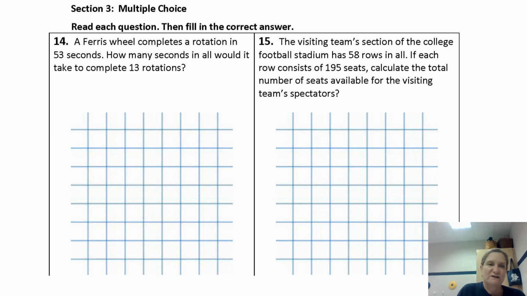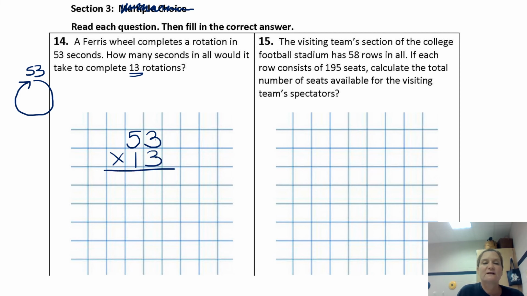Okay, multiple choice. Actually, this doesn't look like multiple choice, so we should probably get rid of that. A Ferris wheel completes a rotation in 53 seconds. How many seconds in all would it take to complete 13 rotations? So it goes around one time in 53 seconds. How many seconds would it take to go around 13 times? Well, we're going to do 53 times 13.